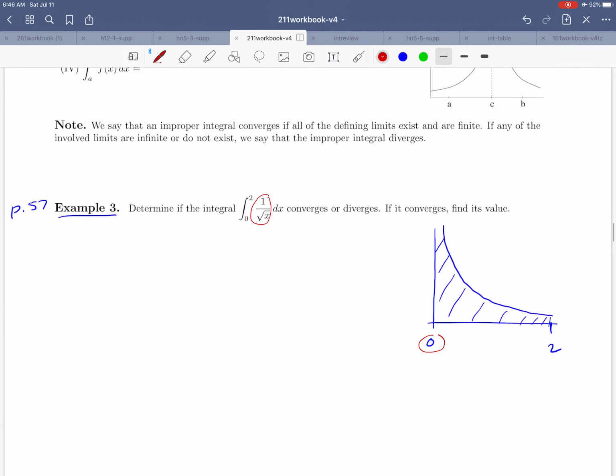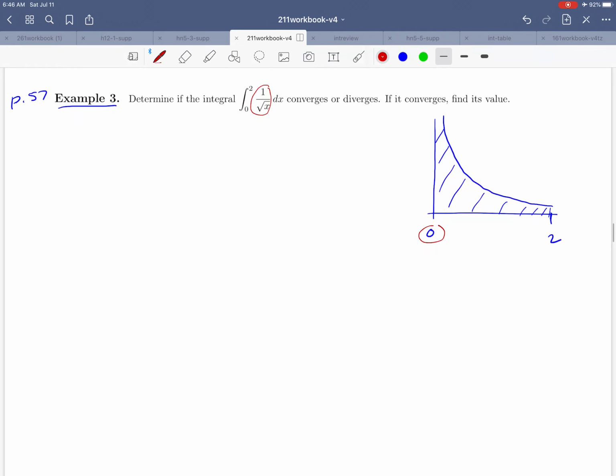Okay, so let's just refresh our memory on the logic there. The idea was that since we've got an asymptote at t equals 0, we're going to stay away from it, pick a number that's a little bit bigger than 0, and just focus on the area that takes us from t to 2.